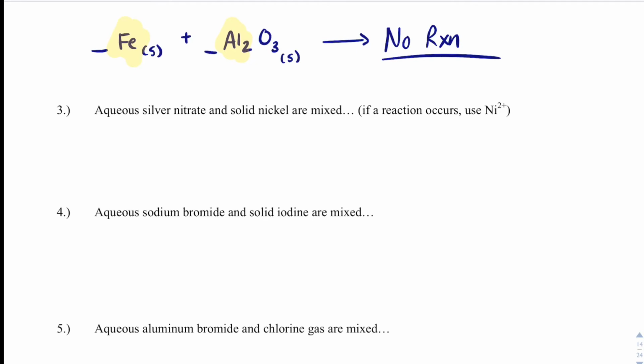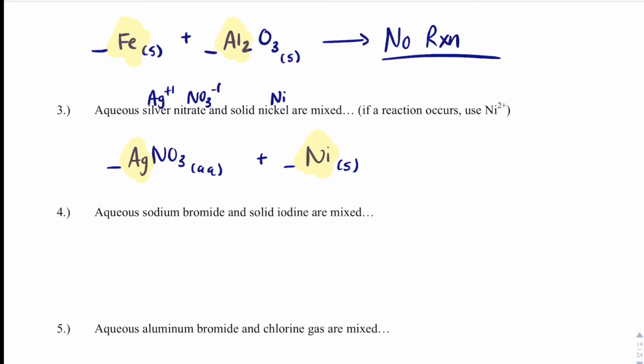In question 3, we've got aqueous silver nitrate. That's Ag plus 1, and then nitrate is NO3 minus 1. And that is going to try to react with nickel. So we've got to write AgNO3, and that will be aqueous. That's going to try to react with solid nickel. And so I've got to see, is nickel strong enough that it's going to be able to knock out silver?